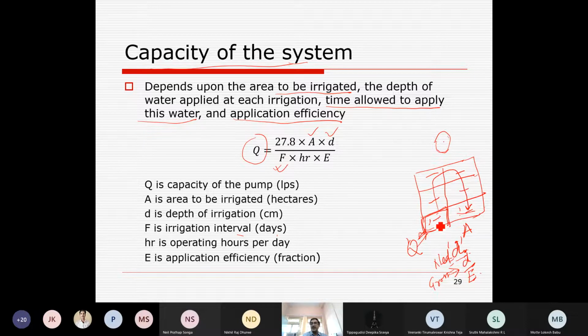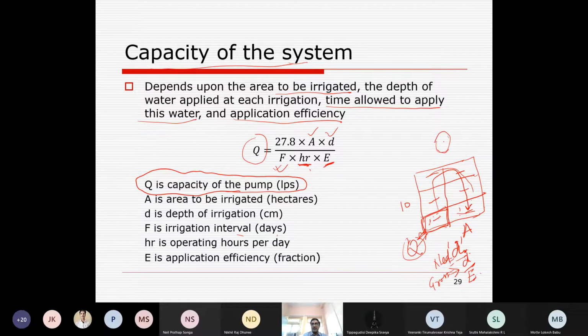Suppose a 10 day interval, we are coming back here again. So in 10 days, how much water is it going to apply, and every day it is applying for a certain period of time, like 10 hours, 12 hours, 20 hours, and E is the efficiency. So in this way, if you are simplifying to find out the capacity of the pump in liters per second, this is the multiplier.